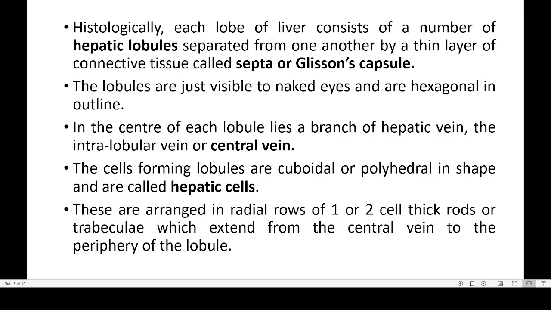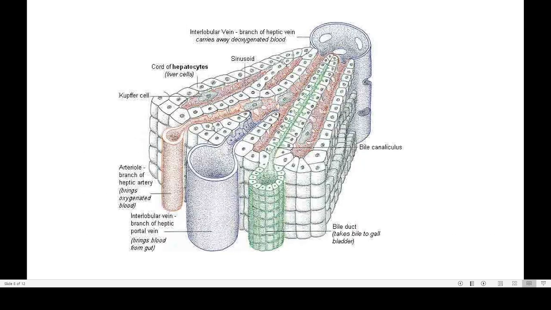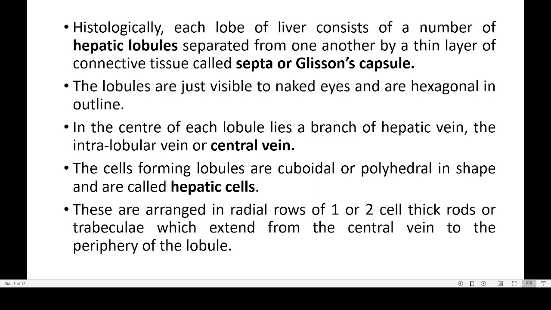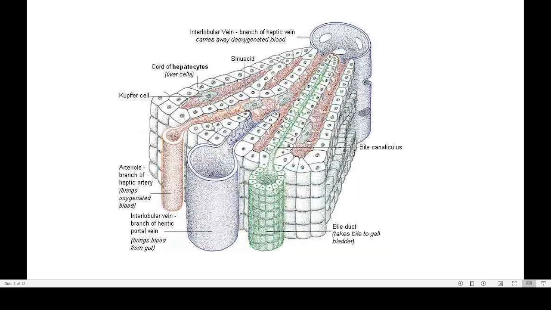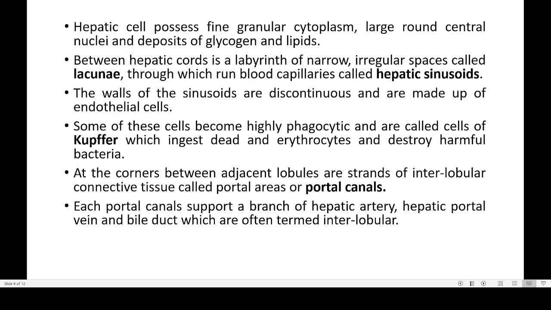Hepatic lobules will be separated from one another by Glisson's capsule. Then there is a central vein. Then a number of hepatic cells are there, and what we are seeing is the presence of what we call trabeculae, which are 1 or 2 cells in thickness. So this is an idea regarding how liver cells are actually arranged.